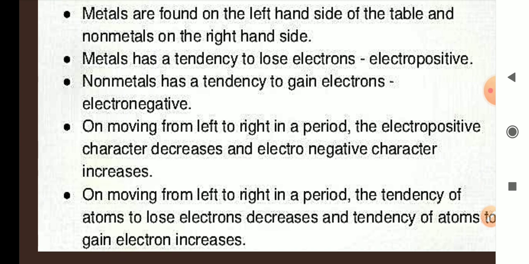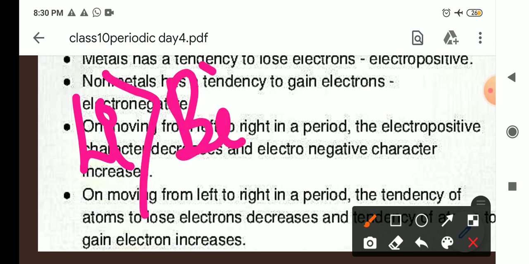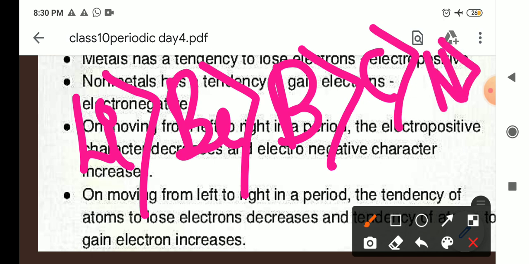So for an example of metallic character of second period elements, lithium will show the metallic character by losing electrons. Then from beryllium it will lose the metallic character. So lithium is the highest metal and fluorine is a non-metal, totally, completely non-metal.